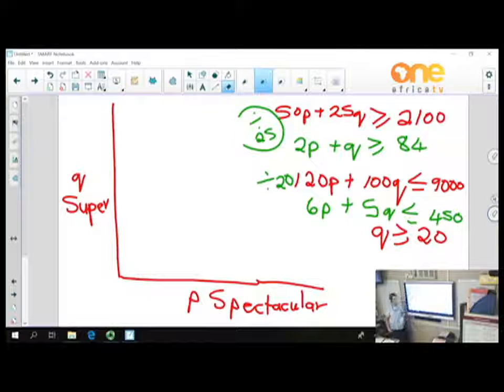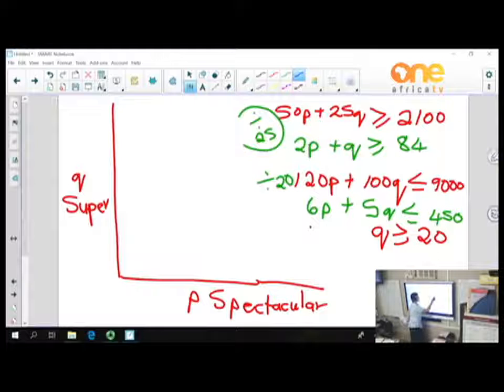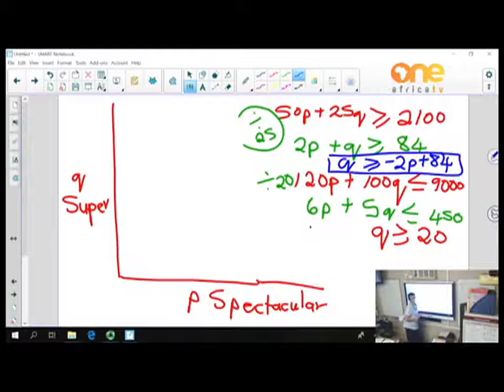Now, to be able to draw them, they need to be in standard form. That's the next thing, isn't it? So now I need to change it to standard form. What is standard form? y is equal to mx plus c. So if I change this one now, it must be q is more than or equal to negative 2p plus 84. There's that one. That's what we're going to draw.